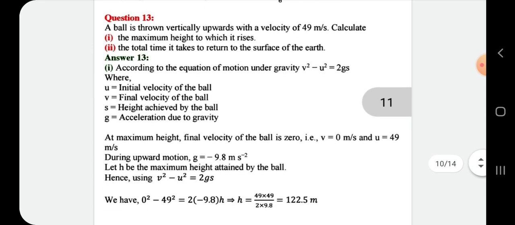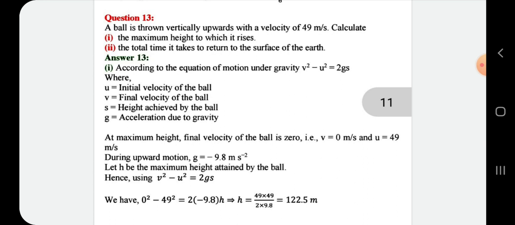Let's see the next question. Question number 13. A ball is thrown vertically upwards with the velocity of 49 meter per second. That means in 1 second it can cover 49 meters. Calculate the maximum height to which it rises. Number 2. The total time taken to return to the surface of earth.